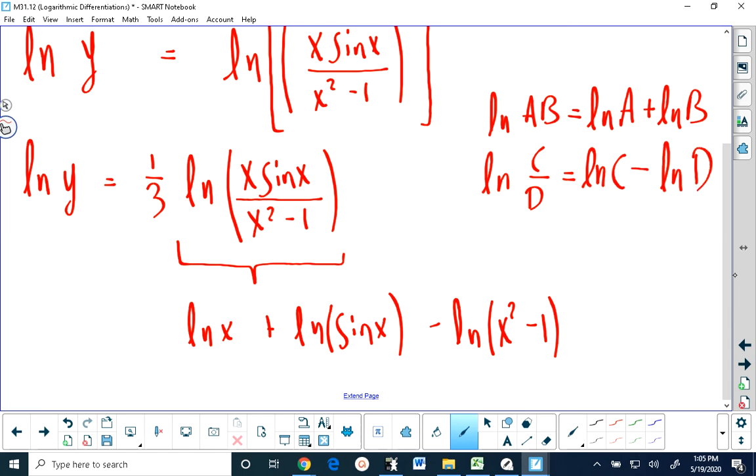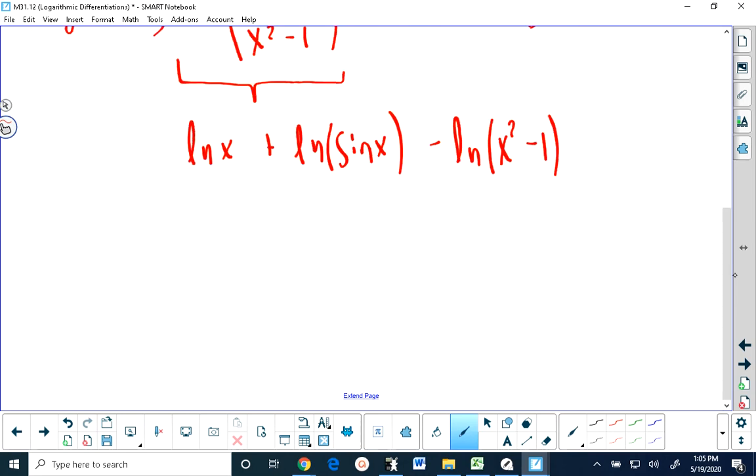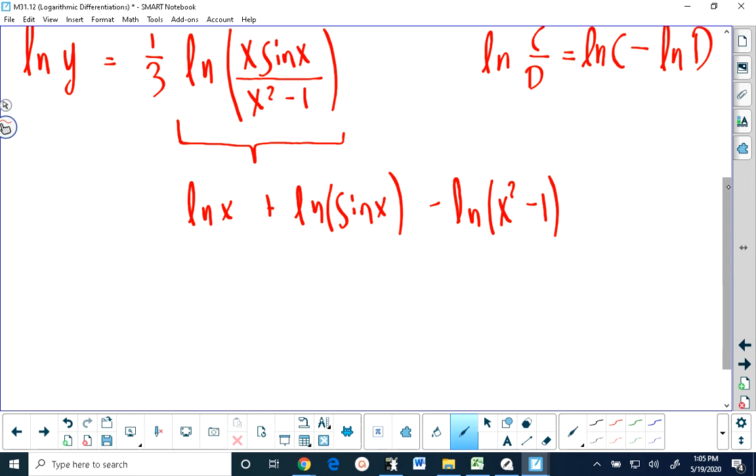So what I'm doing is I'm using the product and quotient rules for logarithms to rewrite that single logarithm as 3 separate logarithms. Now, I do have a coefficient of 1/3 in front. Rather than multiplying that third into each of these, I'm just going to write 3 ln y. I'm going to multiply both sides by 3. That way I don't have to deal with that fraction everywhere.